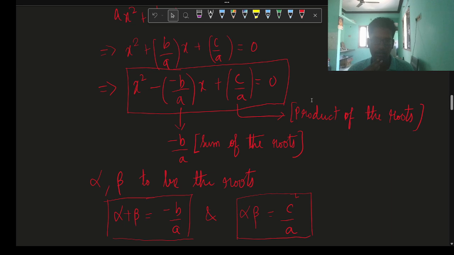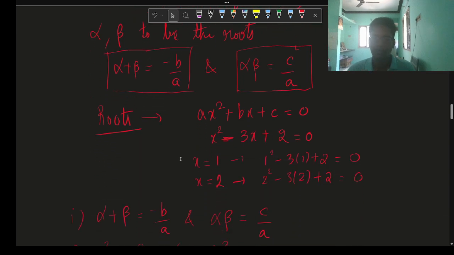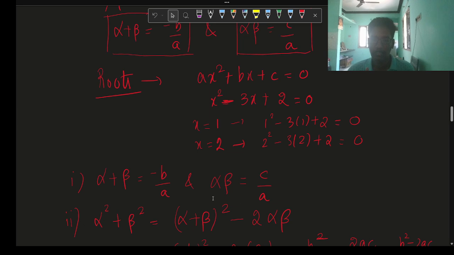Let me just expand. So let alpha and beta be the roots, and alpha plus beta is equal to the sum of the roots, which is minus b by a, and alpha beta is equal to c by a, which is the product of the roots. So now let us expand furthermore. For example, alpha plus beta is equal to minus b by a, and alpha beta equal to c by a. And now alpha square plus beta square.